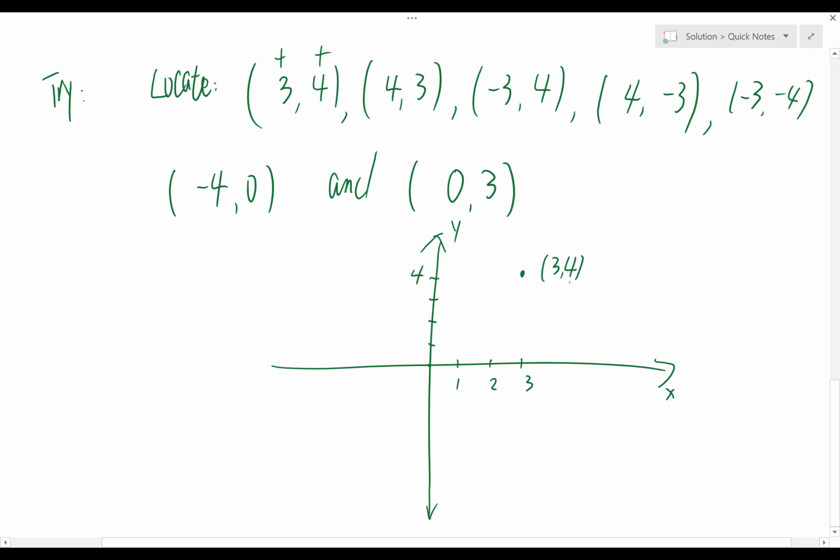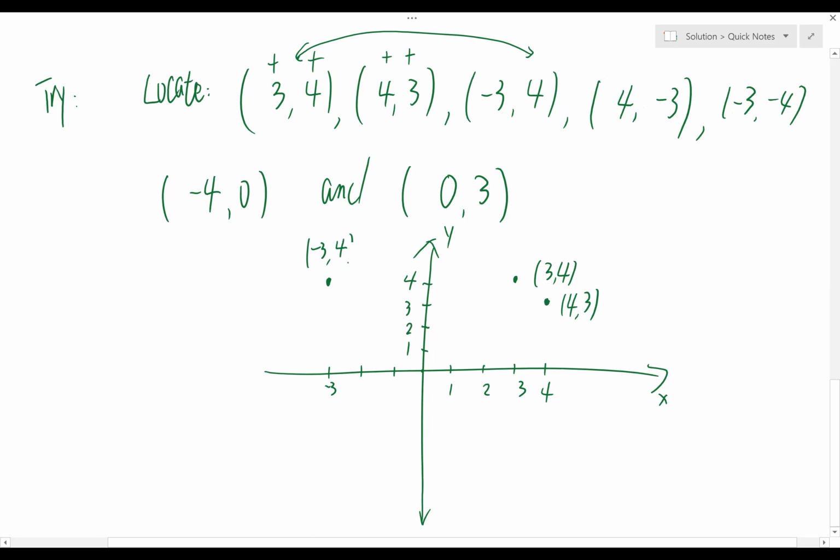Now we move on to the second ordered pair, 4, 3. Again, they're both positive. First quadrant, right? So this is 4 right here, and 3, they intersect. So 4, 3 is right here. Now, the next one is negative 3, 4. So the x value is negative 3: negative 1, negative 2, negative 3. And the y value is positive 4. So now think about this. With respect to the first ordered pair and the third ordered pair, any observation, anything special about those two ordered pairs?